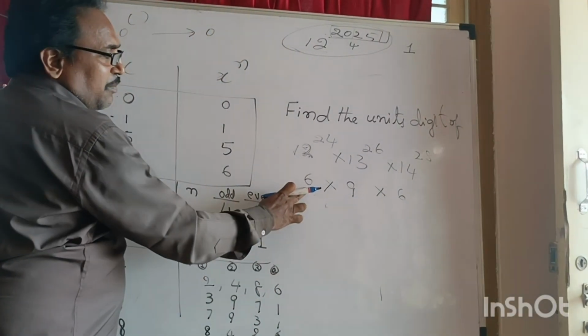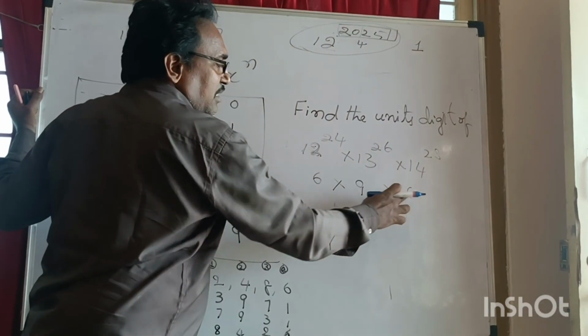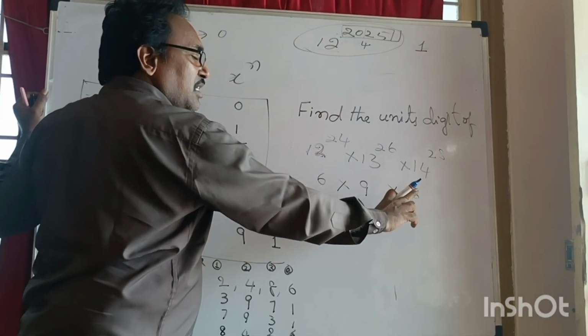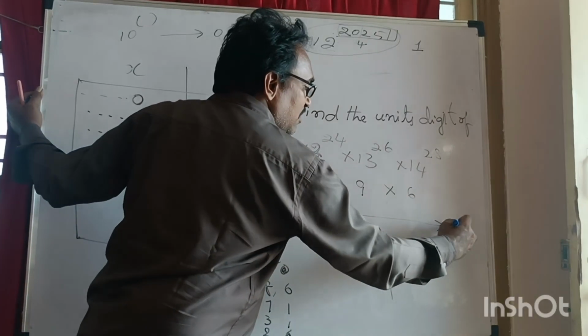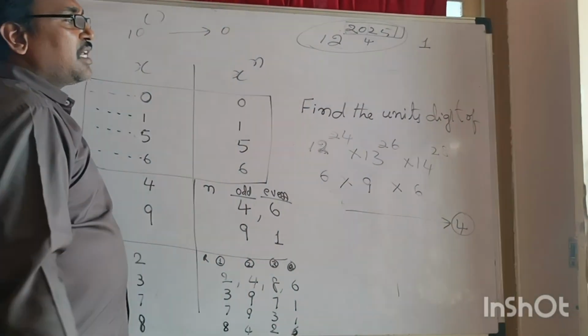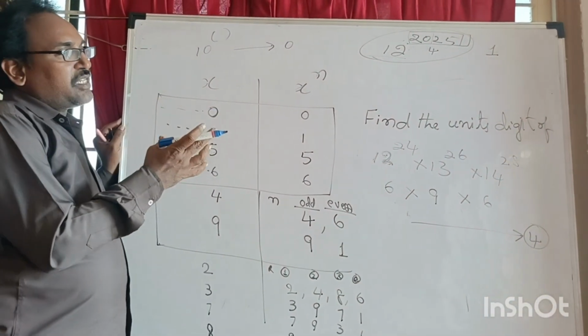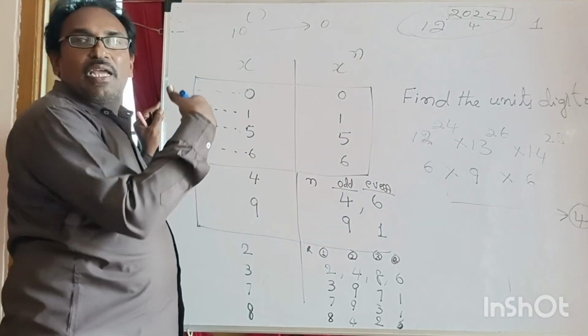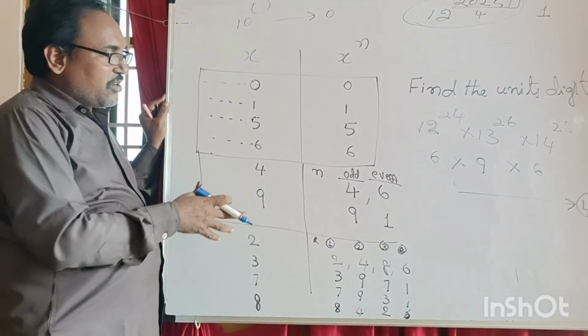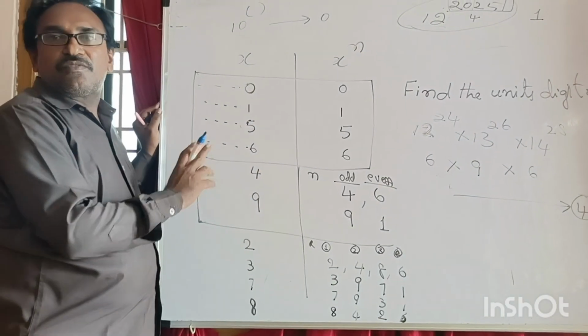Now multiply these numbers simply. 6 into 6 is 36, so again 6 is the units digit. 6 times 9 is 54. That means the units digit of this product is 4. That is how we can find the units digit, whether it is given in product form or summation or any other way. So we can find the units digit if you simply remember these values.